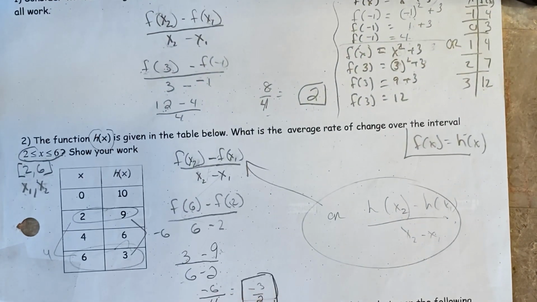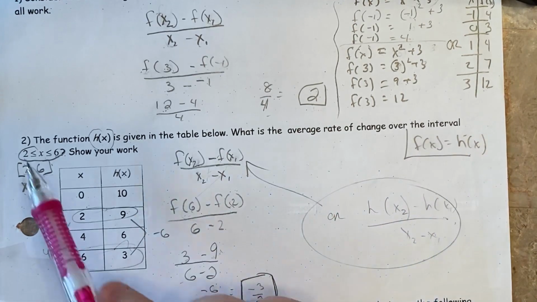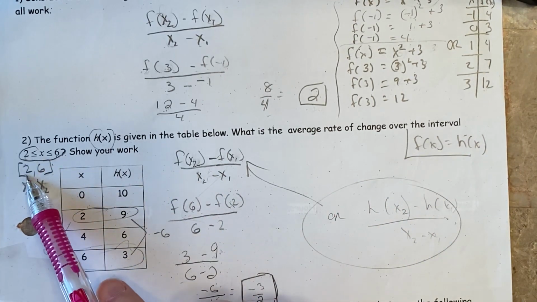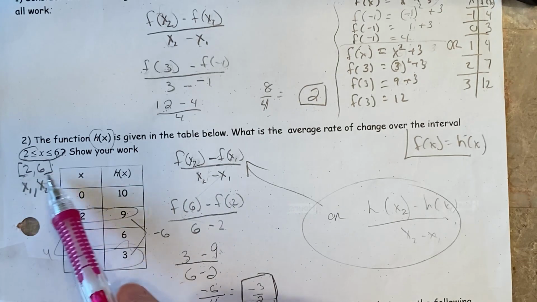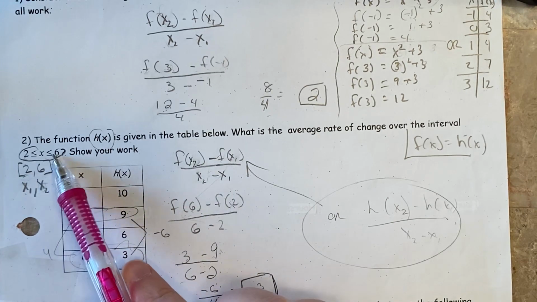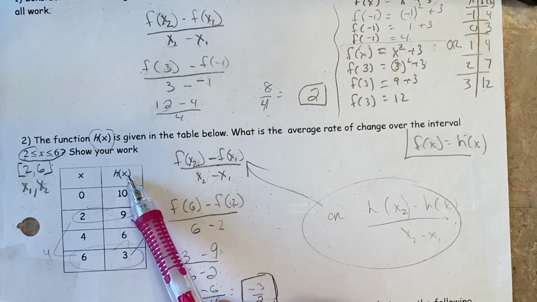Okay, the next one. The function h of x is given in the table below. What's the average rate of change over the interval 2 to 6? So that is the same thing as this. That's x1 and that's x2. We did a question like that yesterday. Notice this is h of x.